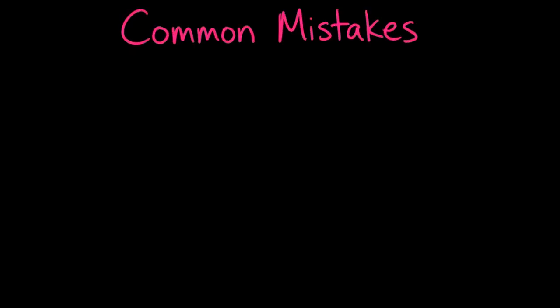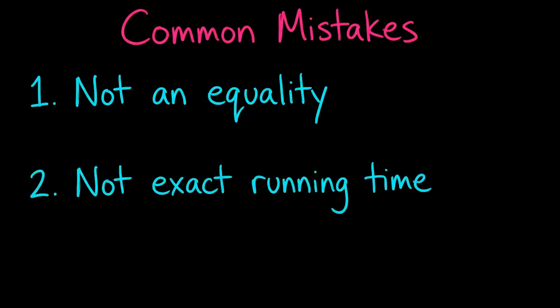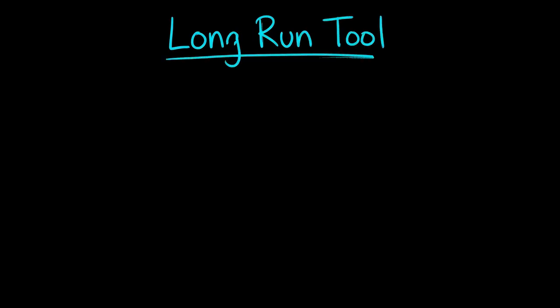This leads to common mistakes. Big O is not an equality. Saying something is O of n does not mean it is not also O of n squared. Big O does not give exact running time, and Big O does not automatically mean worst case unless you say so. One last thing. Big O is about what happens eventually. For small inputs, constants can dominate and flip which algorithm is faster. That is not a contradiction. Big O is a long-run comparison tool.